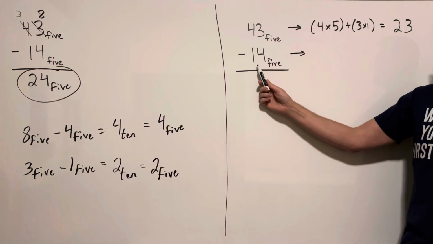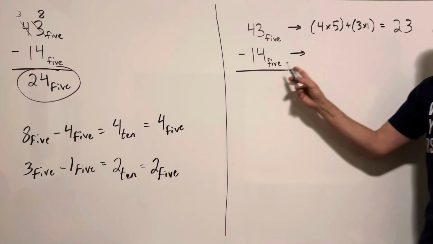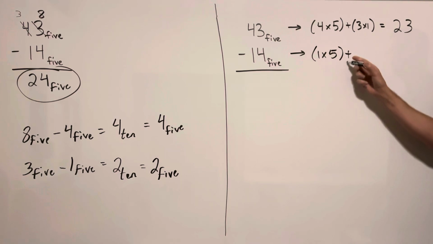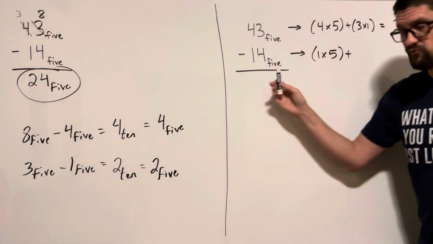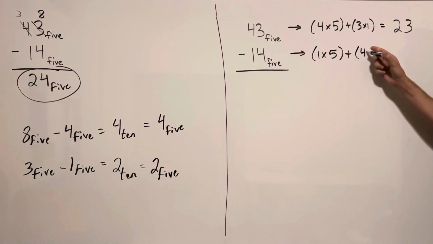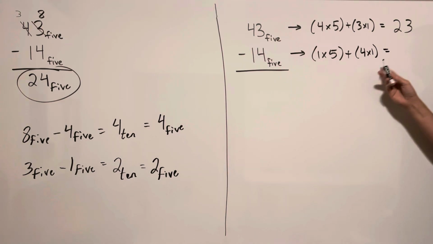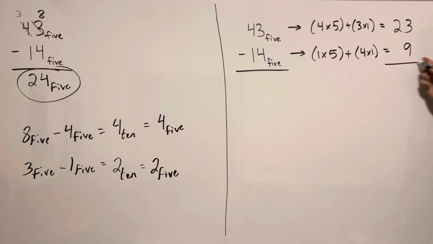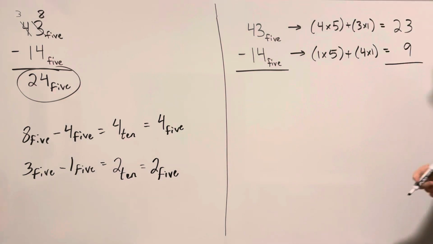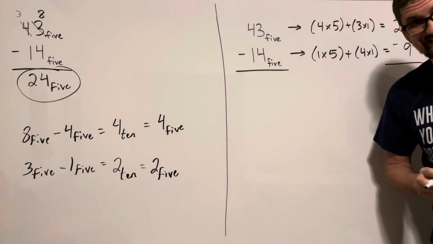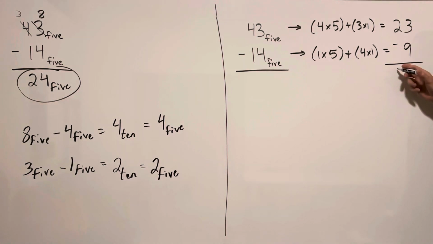I can do the same thing with this one. I got 1 group of 5, that's 1 times 5, and 4 groups of 1, 4 times 1. That's going to be 5 plus 4, that gives you 9. All right, now I converted into base 10. I can subtract. 23 minus 9 is 14.